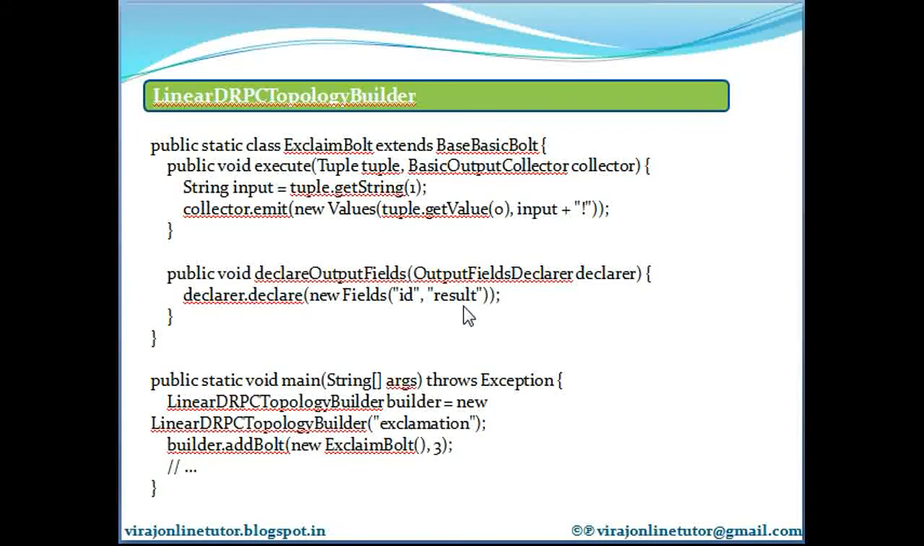In this example, the exclaim bolt, which I have shown here, simply appends an exclamation sign to the second field of the tuple. And the linear distributed RPC topology builder, this class, handles the rest of the coordination of connecting back to the DRPC server and sending the results back. Clear?